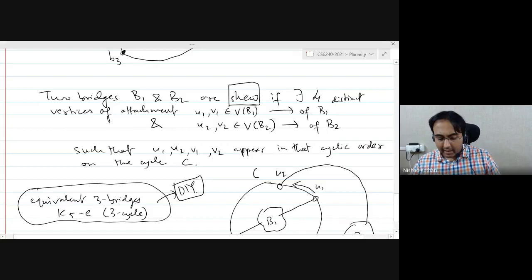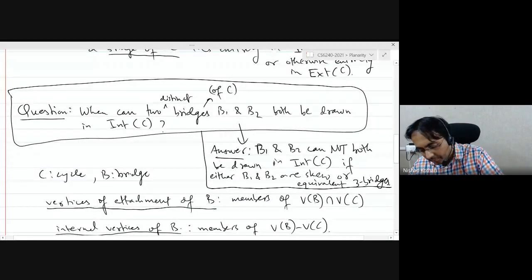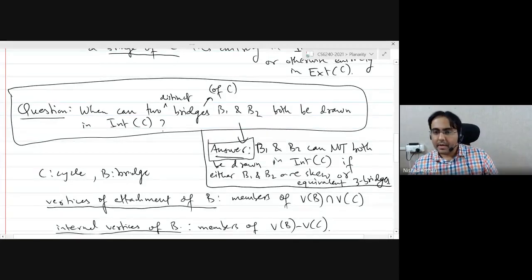Okay, and we will be proving this fact written here tomorrow, that these are the only cases when you cannot draw the two bridges in the same side of the cycle, interior or exterior, right? Good. And this fact will be useful to us when we go to the proof of Kuratowski's theorem. It will help us in finding the K5 or in finding the K33.